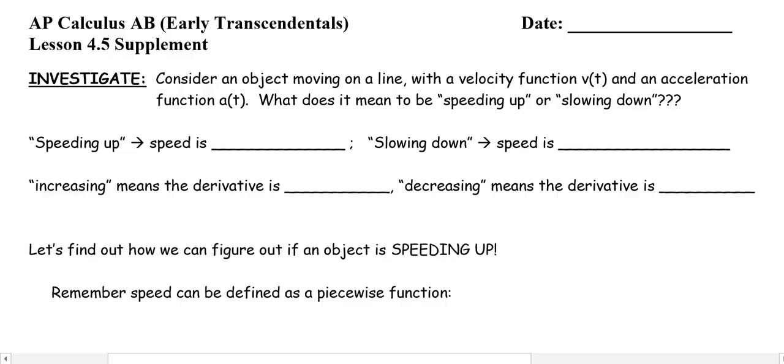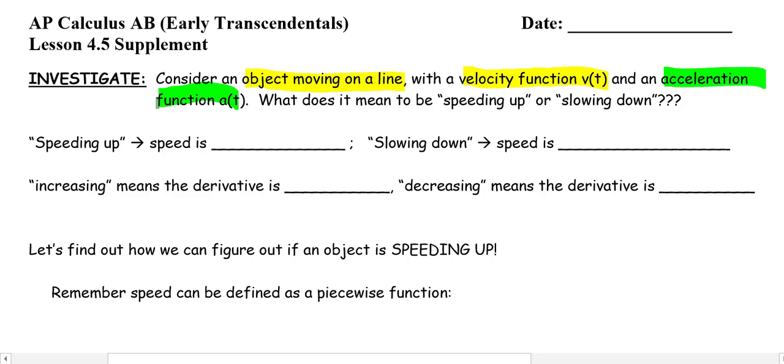All right, welcome to the AP Calculus AB Lesson 4.5 Supplement. This is the last topic that you'll learn in Unit 4, and I want you to consider the following. Think about an object that's moving on a line, only left and right, that's it. Now we're going to talk about its velocity function, v of t, and also the acceleration function, a of t. I want to talk about these two terms today.